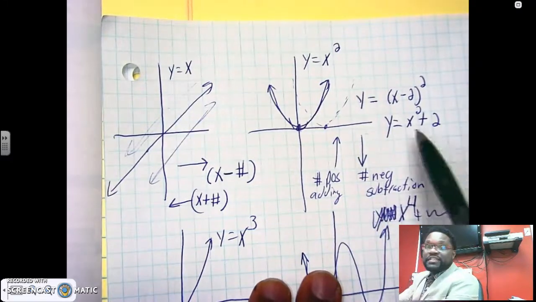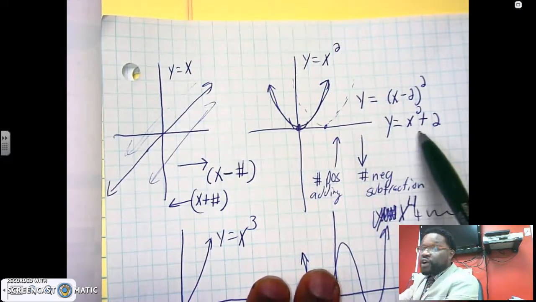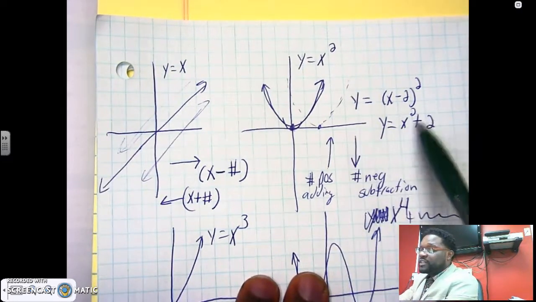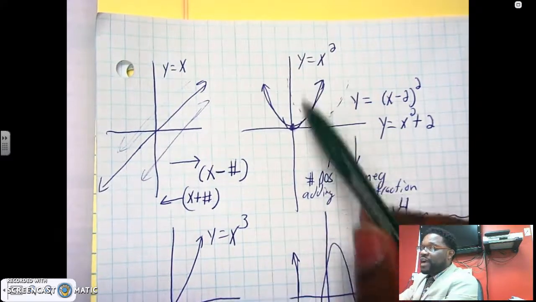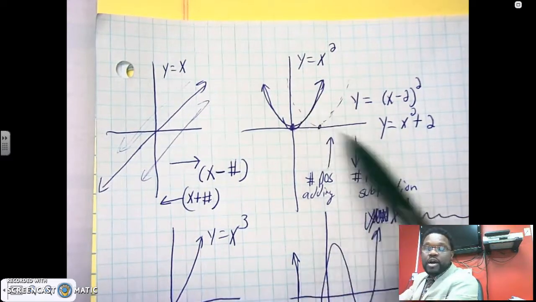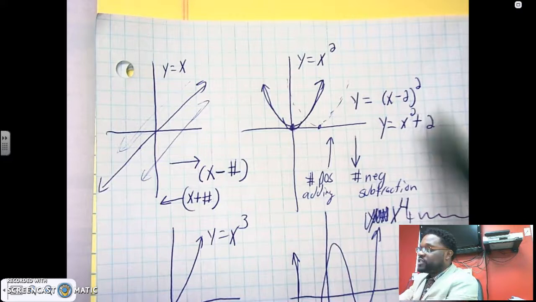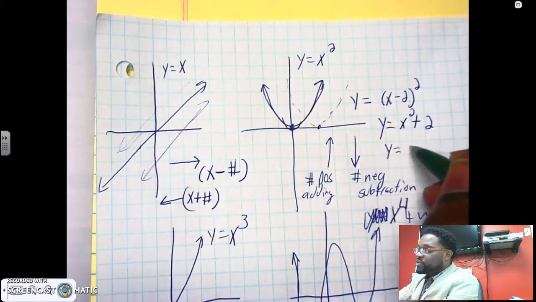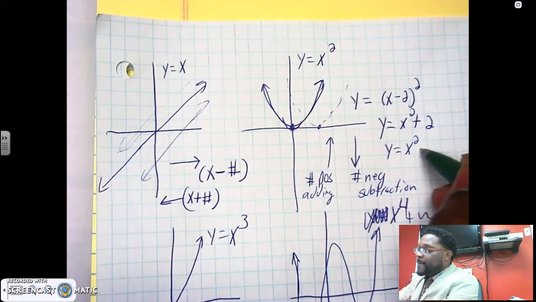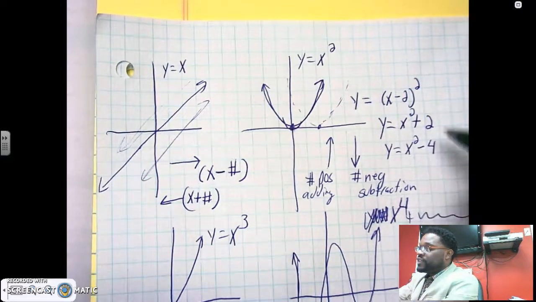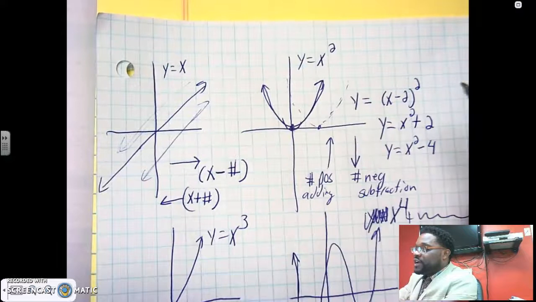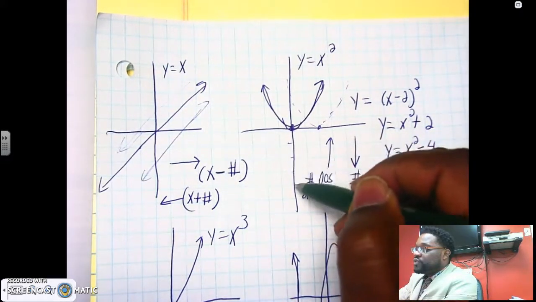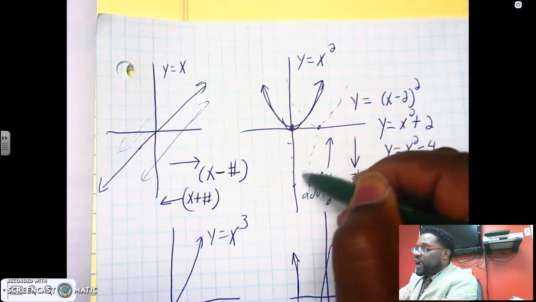So if a number is outside parentheses, this is what you need to know. The short thing is this. Whenever you have a number added or subtracted to the outside of your parentheses, it moves your parent graph up or down. Up if the number is positive, down if the number is negative. So if I had an equation y equals x squared minus 4, that would take this right here and move it 1, 2, 3, 4 down, and so it would look like this.